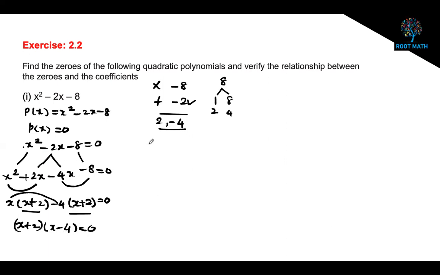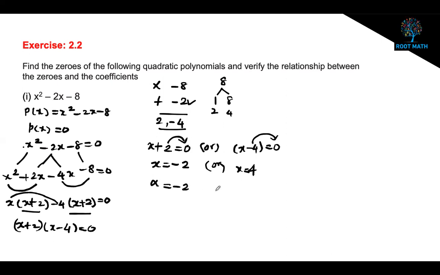When the product of two factors equals 0, either the first factor equals 0 or the second factor equals 0. When the first factor equals 0, the plus 2 will go to the other side as negative 2, or x takes the next value as minus 4 will go to the other side as positive 4, x is 4, which means our zeros are alpha is negative 2 and beta is 4. So alpha, beta values we found.